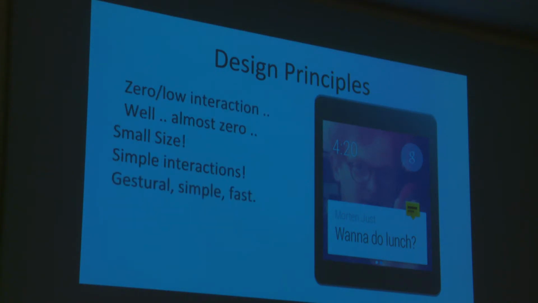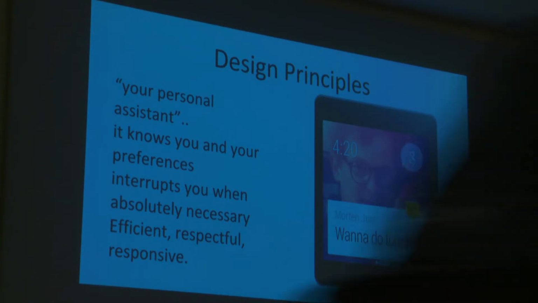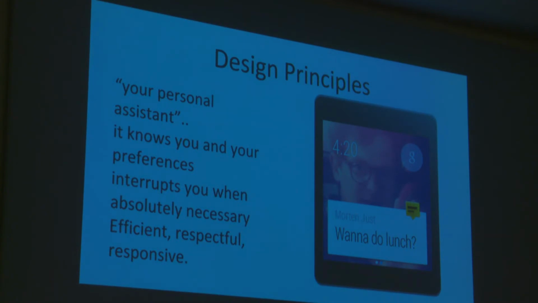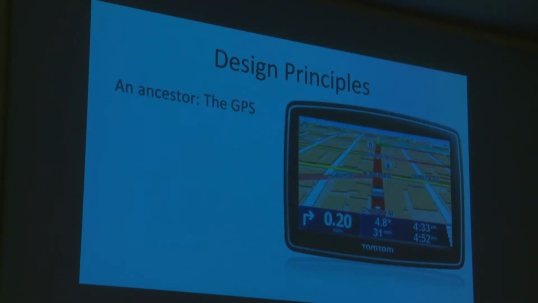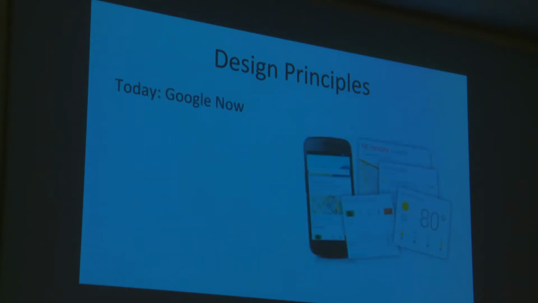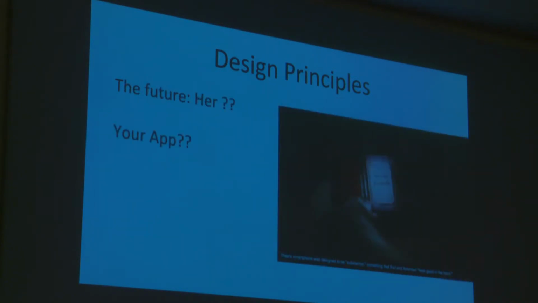And these are kind of the same things. I mentioned that the zero or low interaction. This is someone that got like a text message or some kind of message. It knows you and your preferences. That's kind of what we talked about with the suggest interface. Right, so it's your smart connection to the world. So this is the old, you had a GPS, Google Now, it's today, Siri, Cortana, and then the Wear.